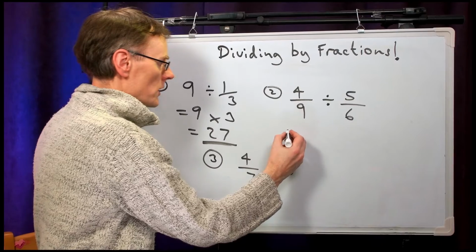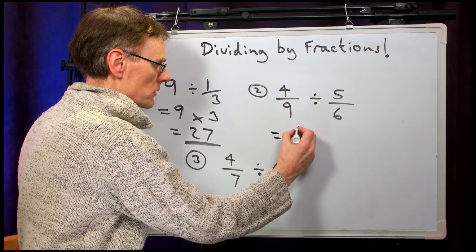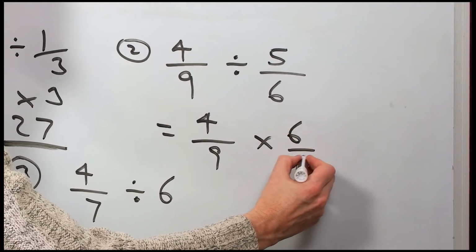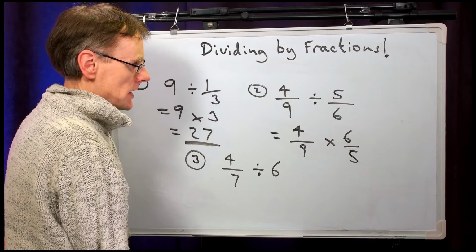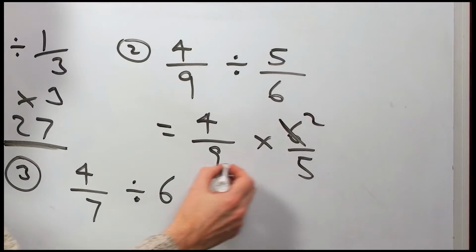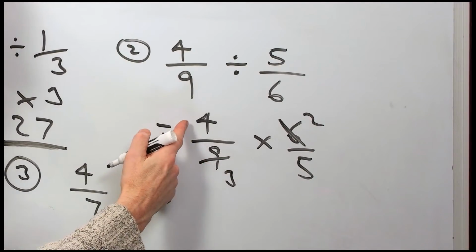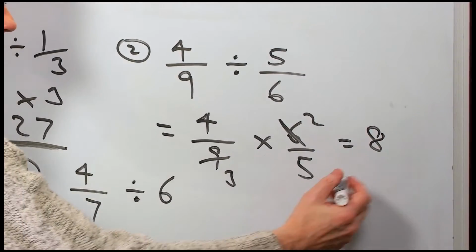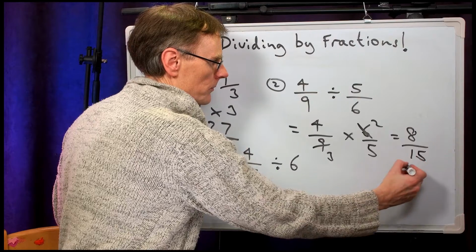Right, number 2, 4/9 divided by 5/6 is the same as 4/9 times 6 over 5. So cancel it down. 3 into 6 goes twice, 3 into 9 goes 3 times, multiply it out, 4 times 2 is 8, over 3 times 5 is 15.